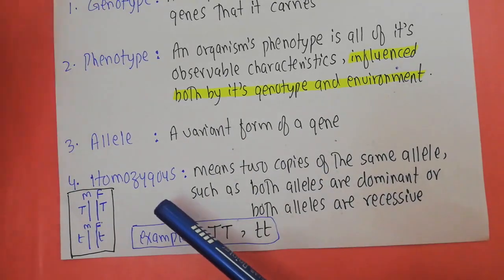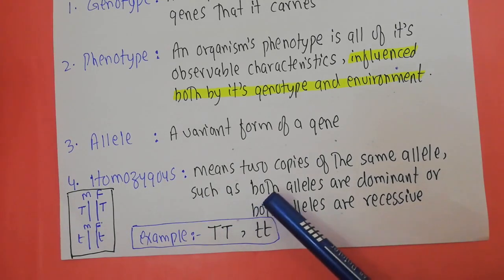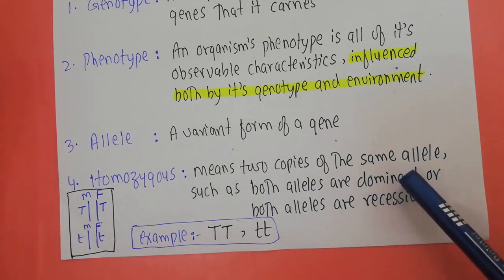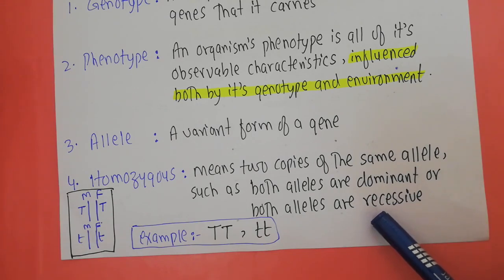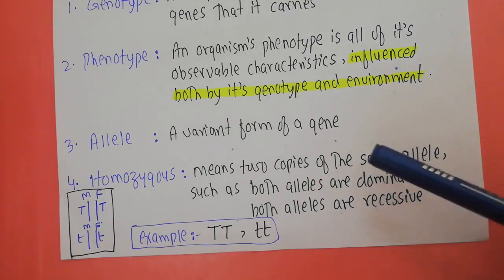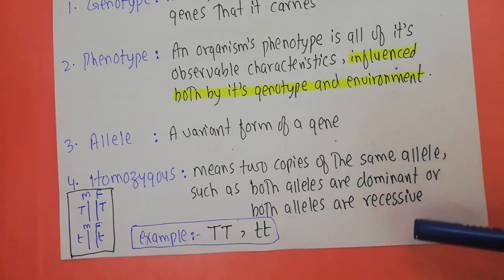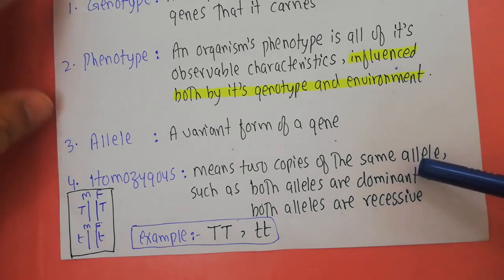Another important term is homozygous. What does homozygous mean? Homozygous means two copies of the same allele, and these alleles are either present in the dominant form or in the recessive form. We will be discussing dominant and recessive in a while. But when you talk about a homozygous one, both of the alleles are the same. Homo means same. That means if you talk about a pair of alleles and they are identical to each other, that particular pair is known as homozygous.